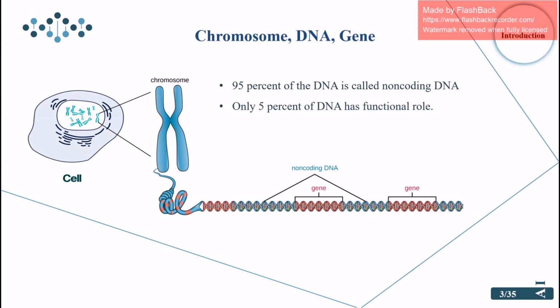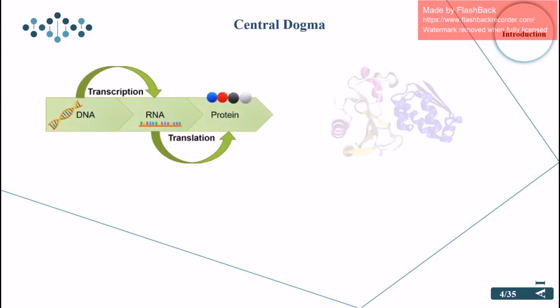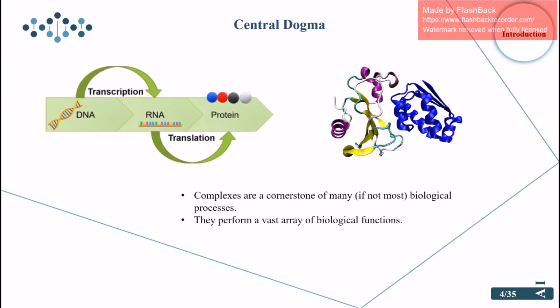There is an important concept in biology called central dogma, which basically shows how proteins are produced out of genes in DNA. After proteins are produced, they link together and protein complexes are made. Protein complexes are the foundation of many biological processes. They perform a variety of biological functions.